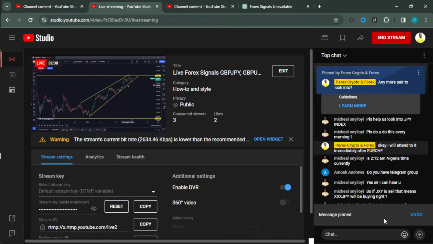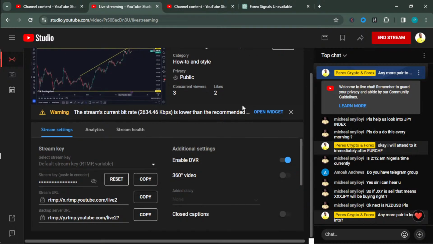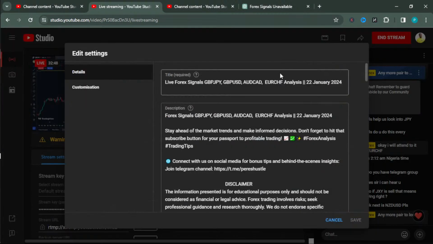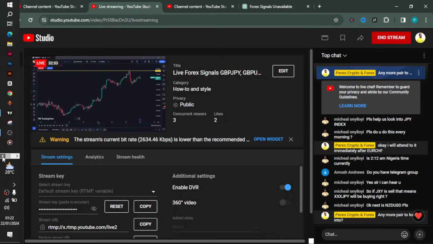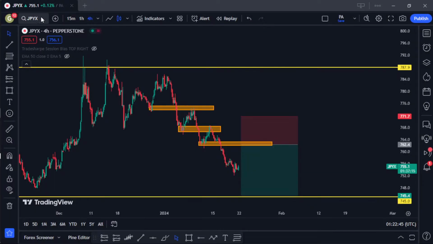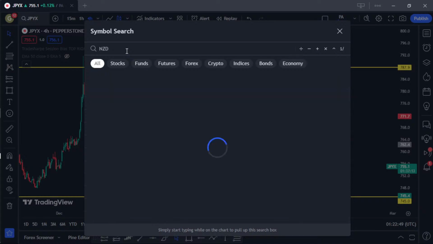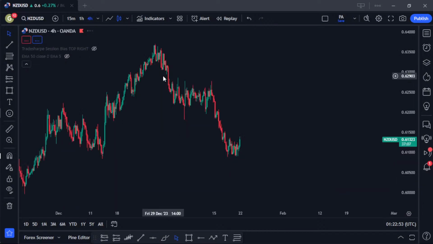So any more pair you want me to look into? Okay, next is NZDUSD, please. Okay, so let me just take a look at NZDUSD. So now let me look at NZDUSD. Let me go to USD. NZDUSD.